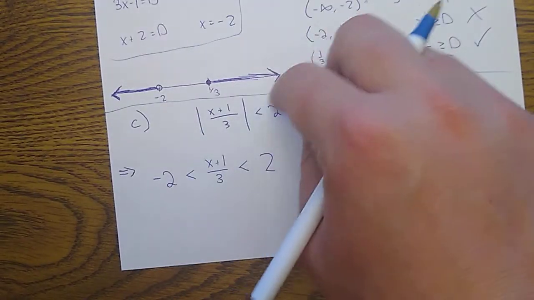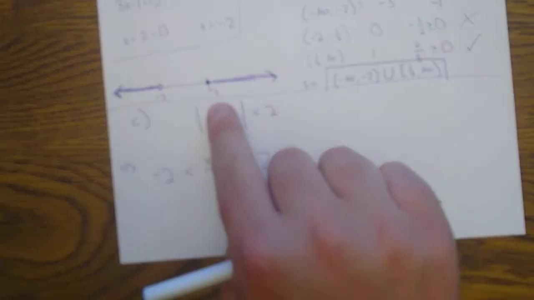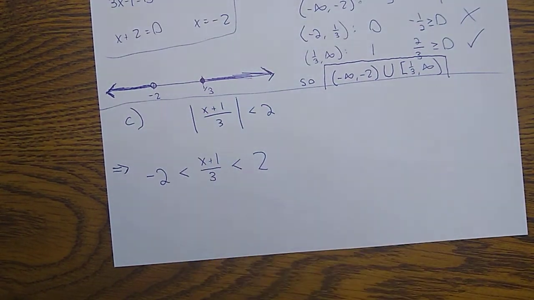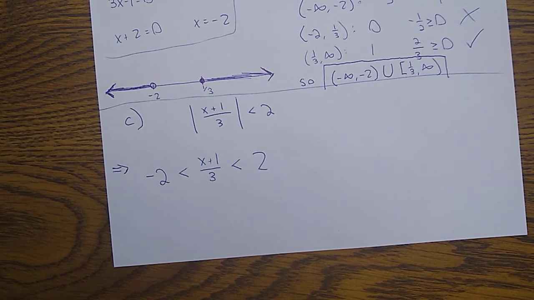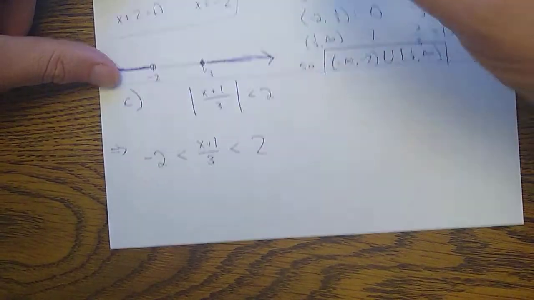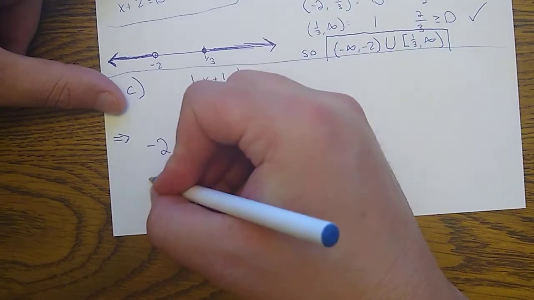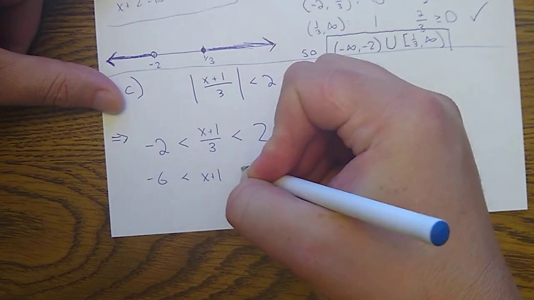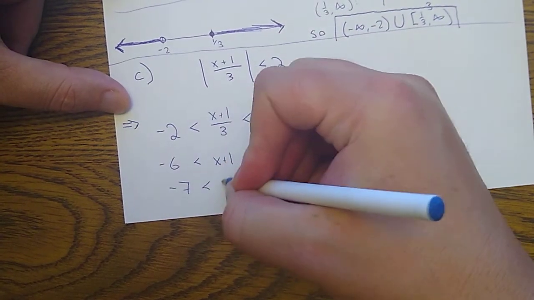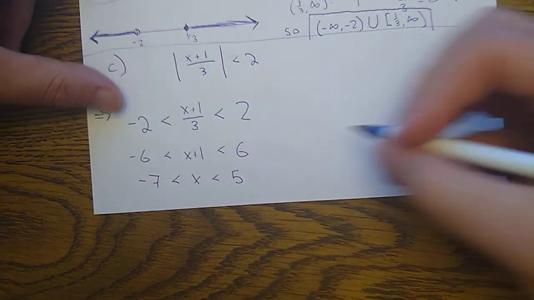If you have the absolute value of something less than something else, you can just take the absolute values off and put this in between this number and negative this number. So 2 and negative 2 for us. And now this is just like part A, basically. We call it a three-sided inequality. I can do whatever I want as long as I do it to all three places. I'd like to multiply everything by 3, so negative 6 less than x plus 1 less than 6. And then I'll subtract 1 from everything, so negative 7 less than x less than 5.